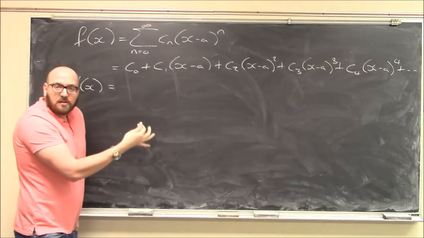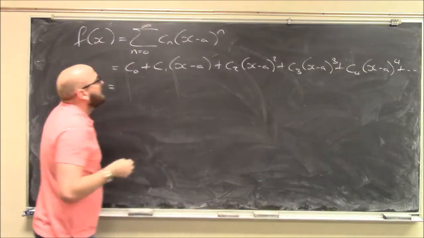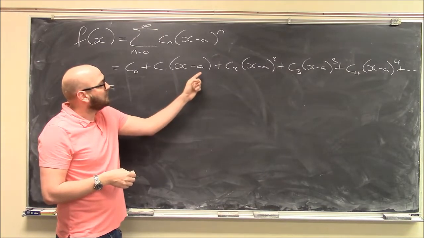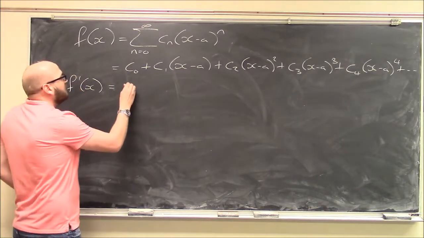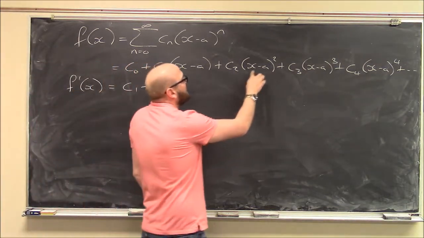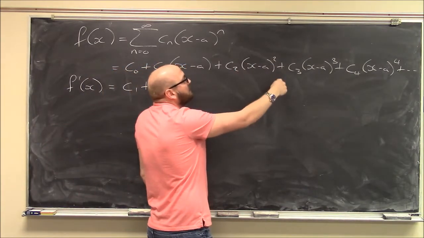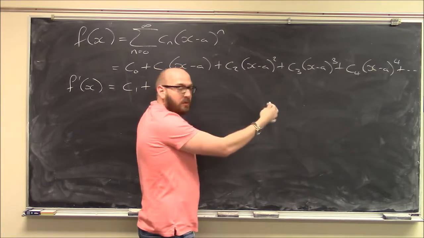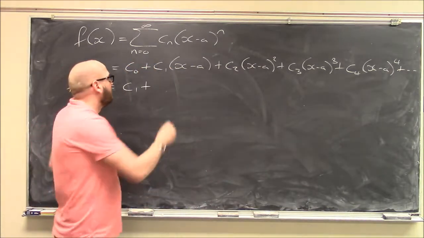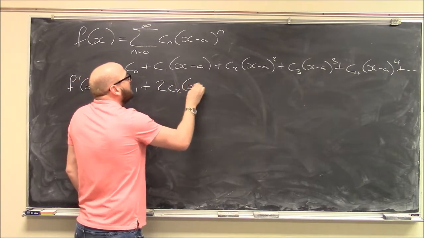Derivative of c naught is a constant, so it just differentiates to 0. Derivative of c1 times x minus a, well, derivative of x minus a is just 1 minus 0, so just 1. So this is c1 times 1. Plus, what about this? Well, if I differentiate x minus a squared, I have to use the chain rule here. So the 2 comes out front, 2 times x minus a to the power of 1, right? Lower the power by 1, and then multiply by the derivative of the inside. But the derivative of x minus a is just 1, so all in all, this becomes 2 times c2 times x minus a.